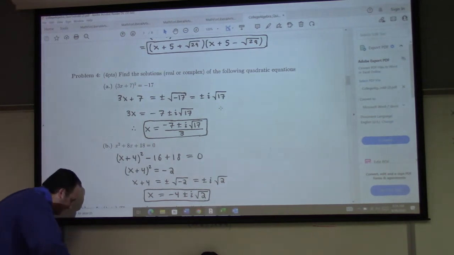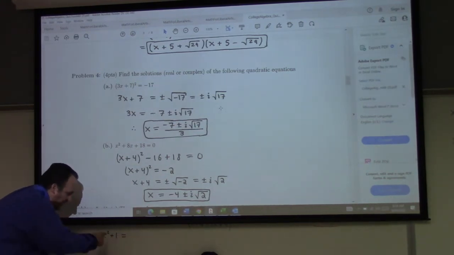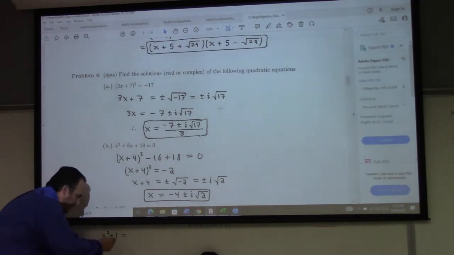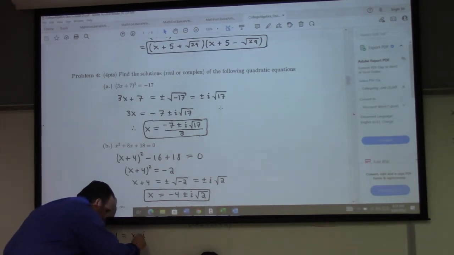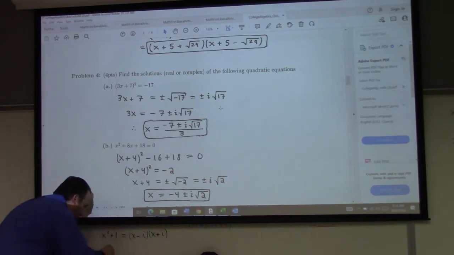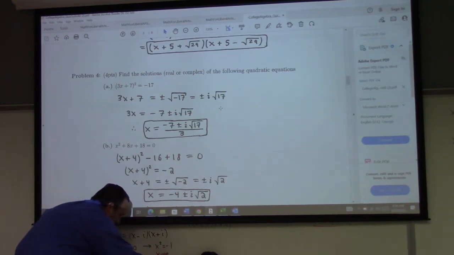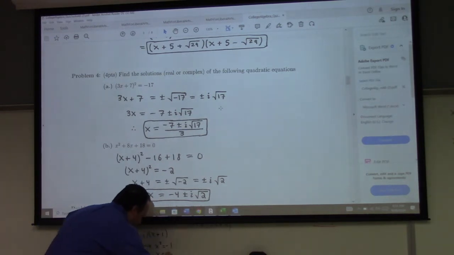So another example, x squared plus 1 equal to what? How would you factor that? The way you'd factor this would be x minus i, x plus i. Okay? How would you solve this? You have x squared equals -1, so that gives you x is equal to plus or minus the square root of -1, plus or minus i.